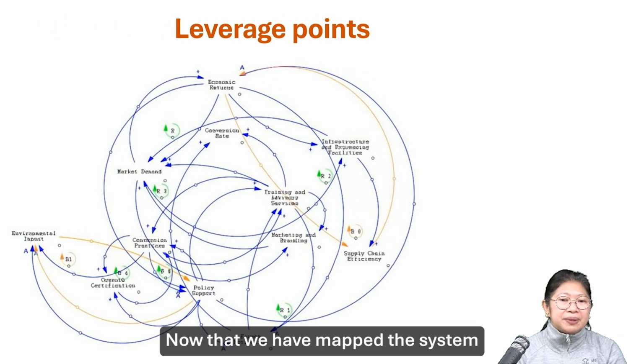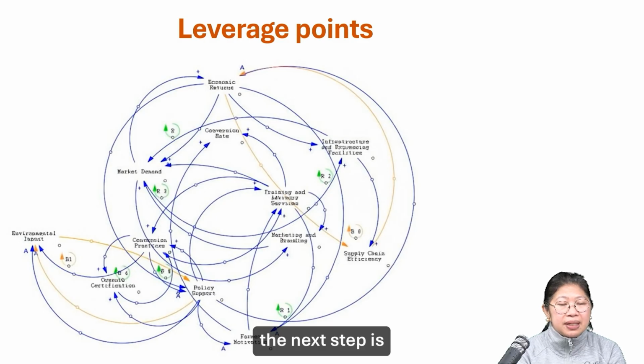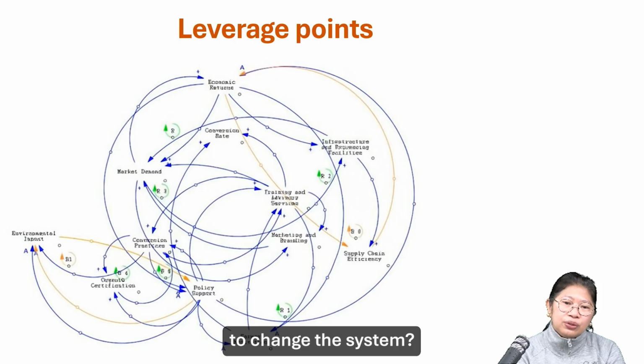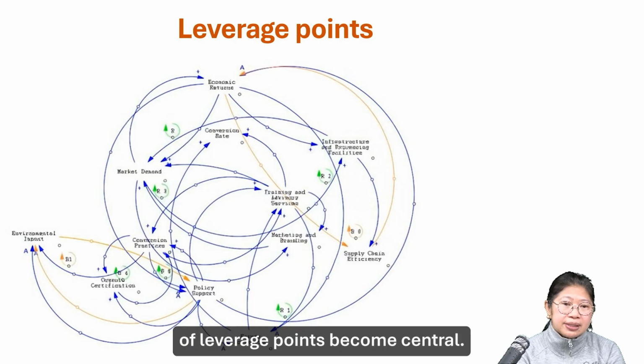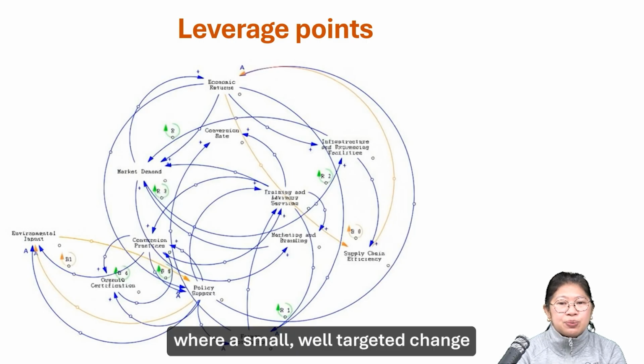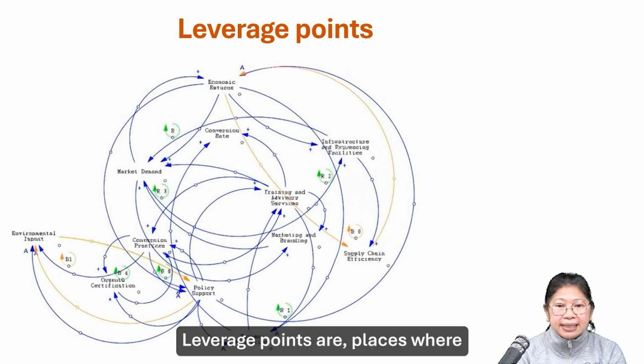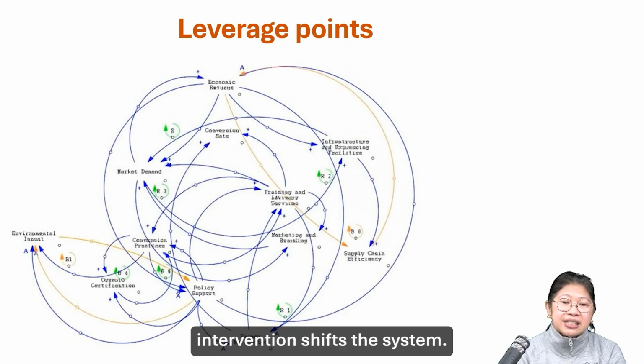Now that we have mapped the system and identified the feedback loops, the next step is to ask a very practical question. Where can we intervene to change the system? This is where the concept of leverage points becomes central. A leverage point is not just any intervention. It is a place in the system where a small, well-targeted change can produce larger systemic effects. Leverage points are places where intervention shifts the system.